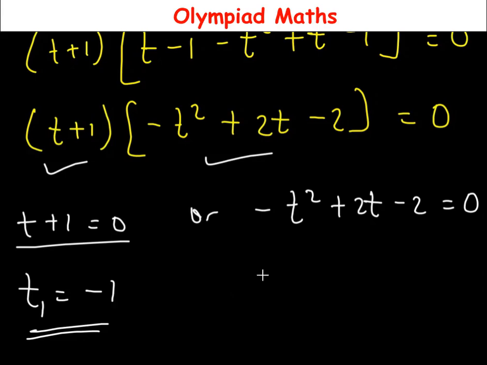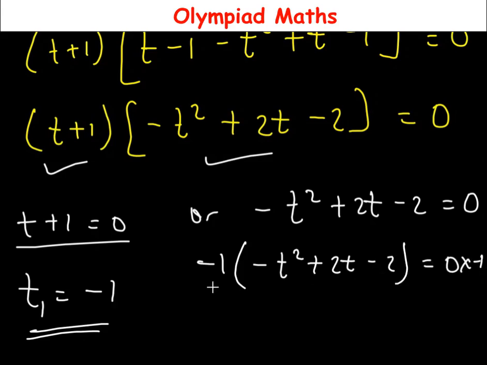Okay, that is not all. Let us then solve for the other value of t from this equation. Now let us rearrange this such that we multiply both sides of the equation by minus 1. So minus 1 multiplied by minus t squared plus 2t minus 2 is equal to 0 times minus 1. Now minus 1 times minus t squared is plus t squared, then minus 1 times plus 2t is minus 2t, then minus 1 times minus 2 is plus 2, all equal to 0 times minus 1, which is 0.